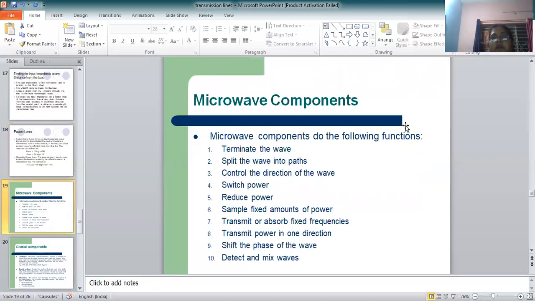These are the microwave components which are used for the application of transmission lines. They can terminate the wave, split the wave, control the direction of the wave, switch power, reduce power, sample, transmit or absorb fixed frequencies. They can transmit power in one direction. They can shift the phase of the wave, detect and mix values.